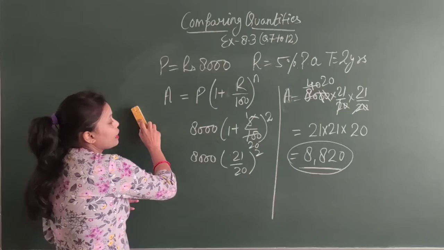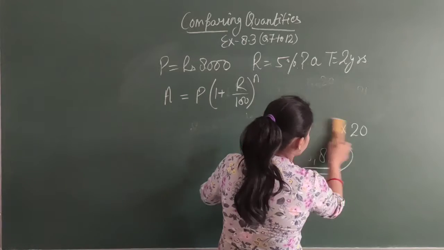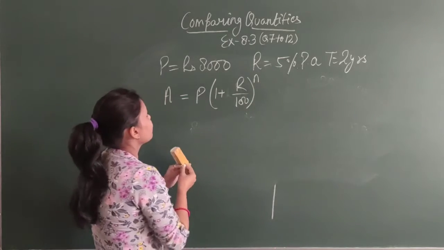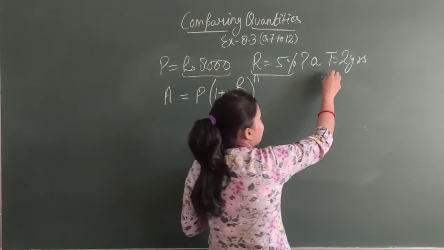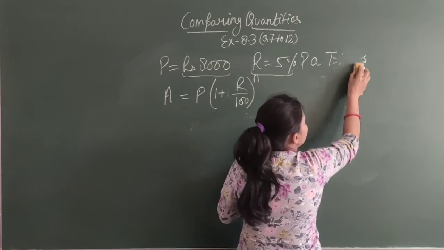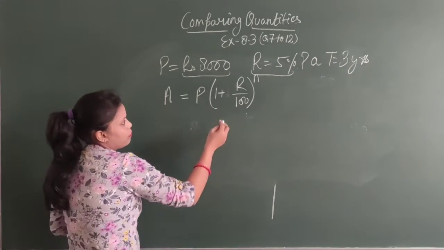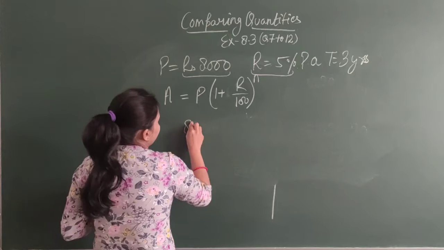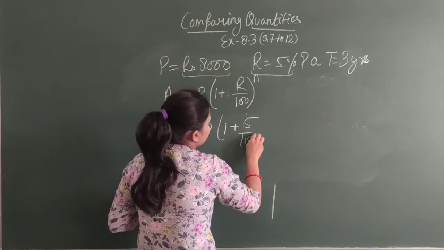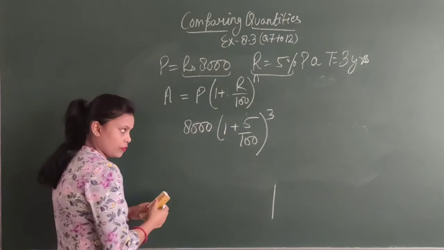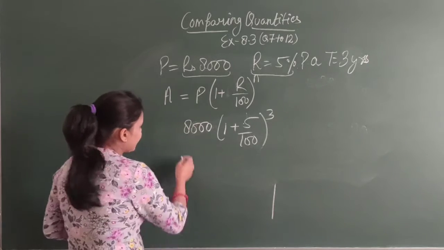Now we have to calculate the interest for third year, right? So principal will be same, principal will remain same, okay, rate of interest will remain same, but the time will change to 3 years. Okay, let's put all the values in the formula. We will get 8,000, 1 plus r is 5 divided by 100, to the power 3, because third year is being asked in the question, right?